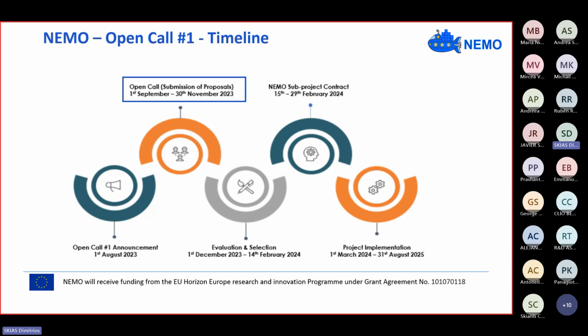Then the projects will start their implementation activities on the 1st of March, and this will last until the 31st, the end of August 2025, I'm sorry. That is also the same date that the project itself ends. So for the next duration of the NEMO project, the Open Call 1 participants will be part of the NEMO project.